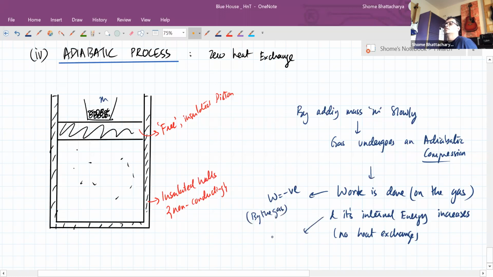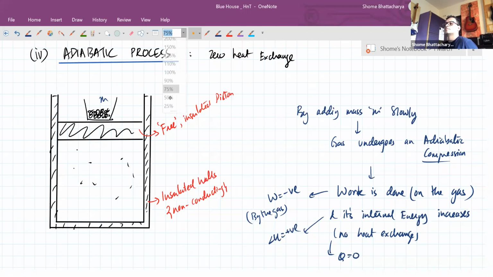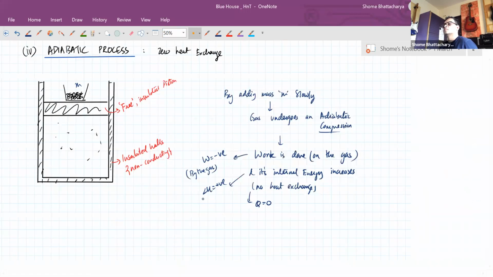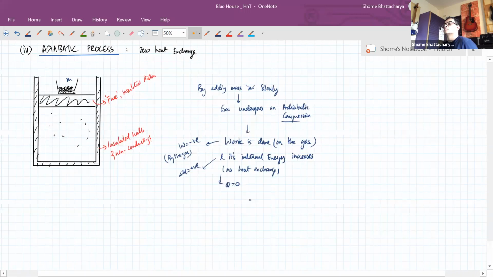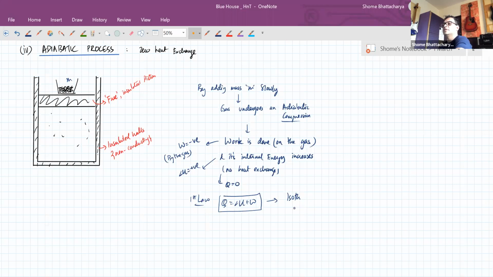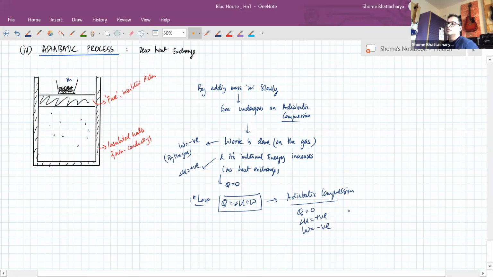Internal energy increases, but Q is 0. So by the first law, you can see that for an adiabatic compression, what would happen is that Q would be 0, delta U would be positive, and W would be negative. Whereas if we remove mass and allow the gas to expand, then the opposite would happen.